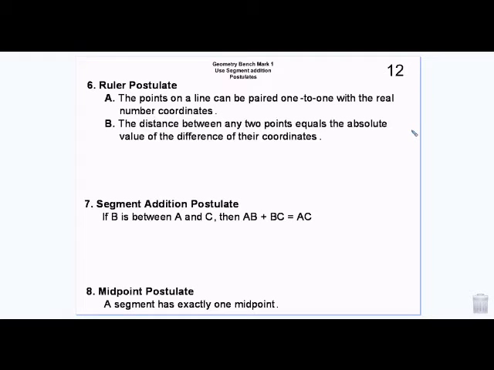We have a ruler postulate. The ruler postulate tells us that the points on the line can be paired one-to-one with real number coordinates. That means that we can take a line and we can assign real numbers to them, and it can go by like the distances on a ruler. So they can measure length.